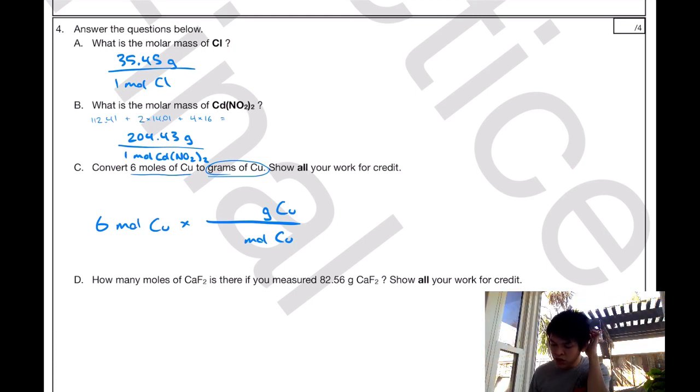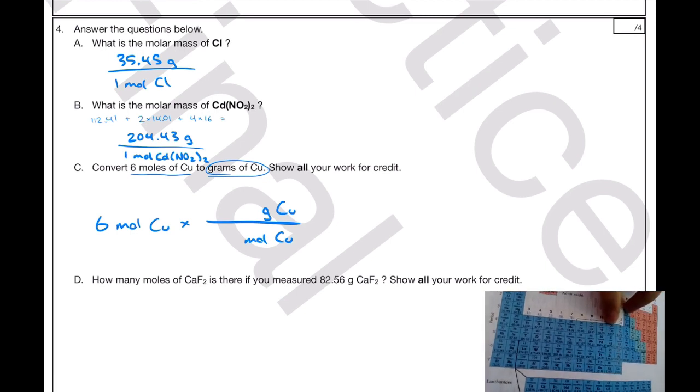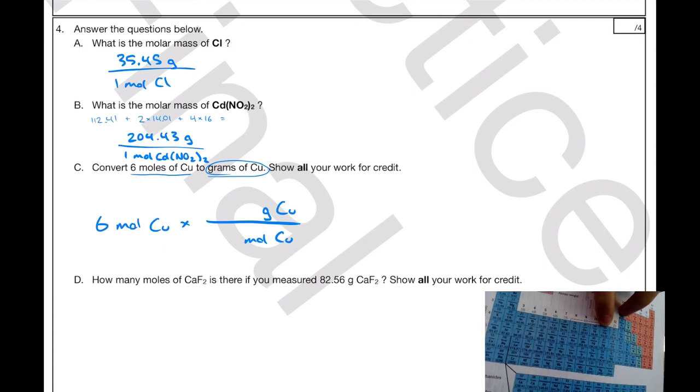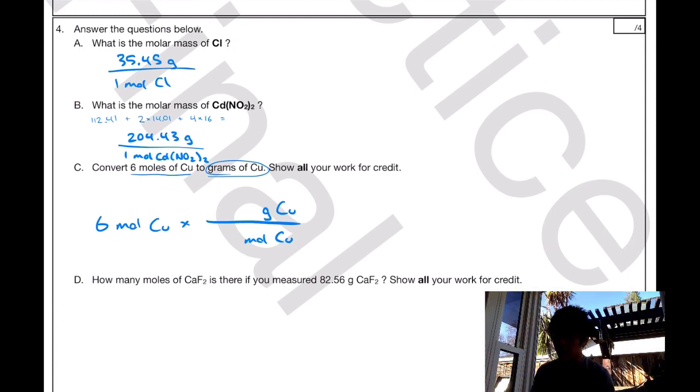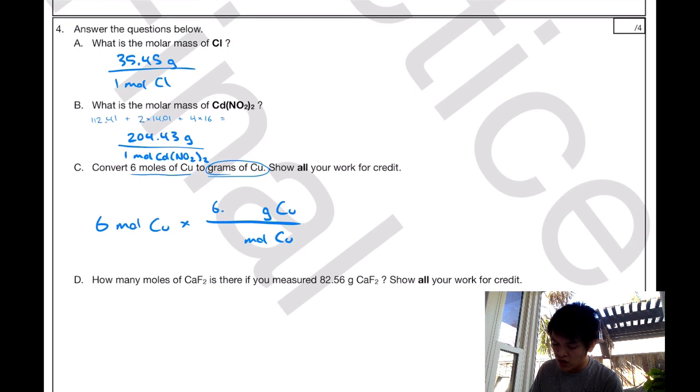Alright, so we want to look at the periodic table for the molar mass of copper. Well, on the periodic table, according to this, copper is right here, and it has a molar mass of 63.55 grams per mole. So it's 63.55 grams per mole, so per 1 mole. The unit that cancels out here is moles of copper. You're left with grams of copper. That's good. That's what we want to convert to. So for this problem, we want to start with 6 and multiply by 63.55.